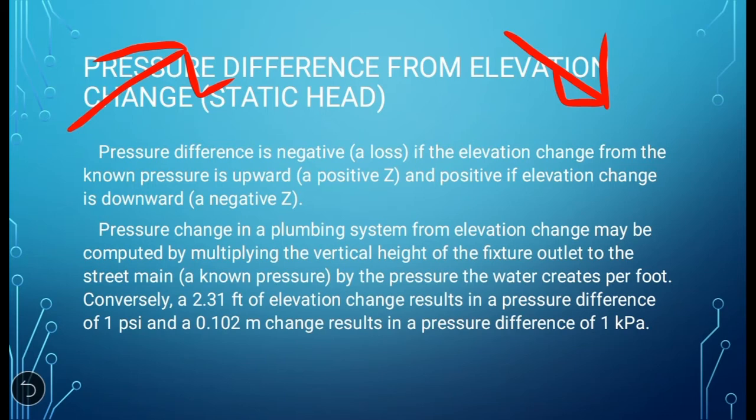Pressure change in plumbing system from elevation change may be computed by multiplying the vertical height of the fixture outlet to the street main, a known pressure, by the pressure the water creates per foot. Conversely, a 2.31 feet of elevation change results in a pressure difference of 1 psi, and a 0.102 meter change results in a pressure difference of 1 kilopascal.